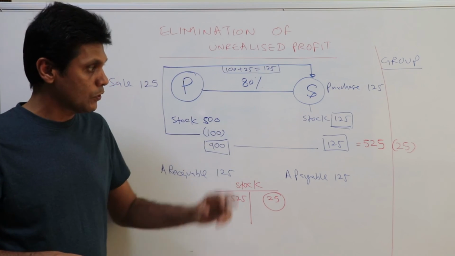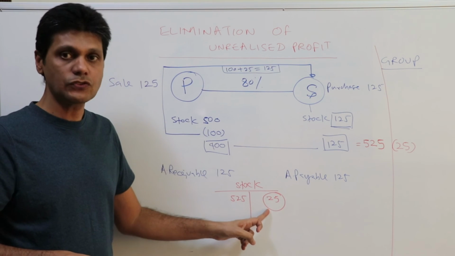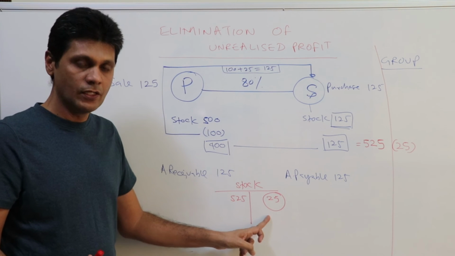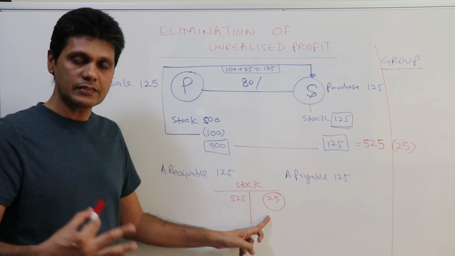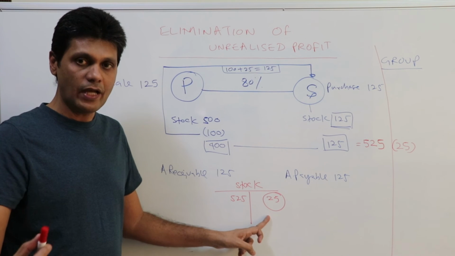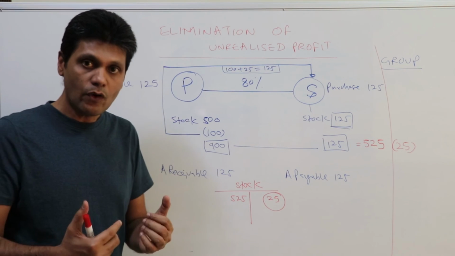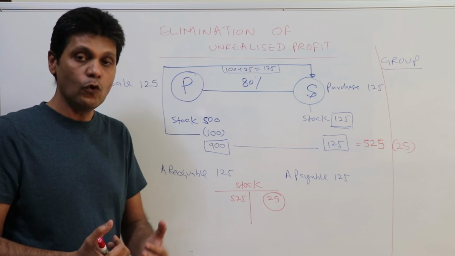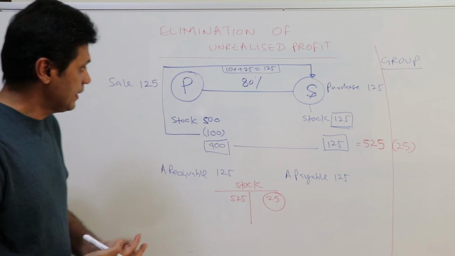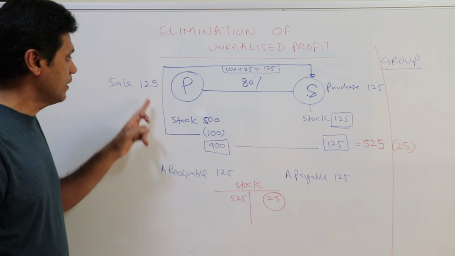So to eliminate this unrealized profit, we credited the stock account. By crediting, we are eliminating the unrealized profit. When you credit, some other account has to be debited. So what is that account? Now in this case, who has recorded the profit? Who made the sale and who recorded the profit? It is the parent company who made the sale, and they recorded the profit.